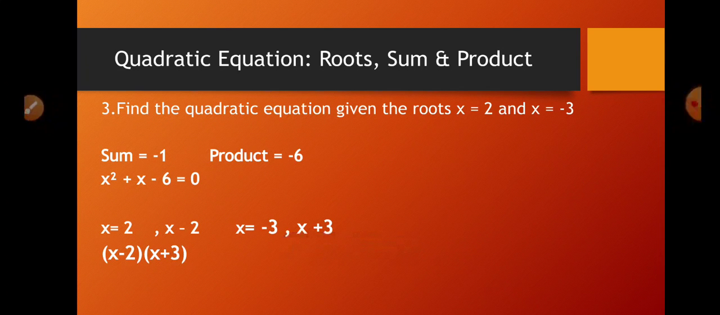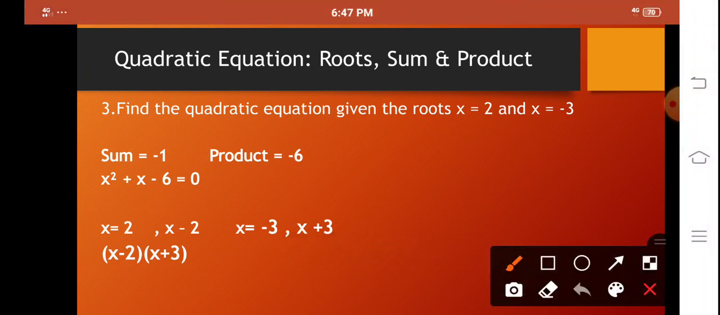So the sum, of course, we have 2 plus -3. That's -1. So our b here, that's negative b. So negative b, negative times negative, that's positive. So that we get x, or 1 times x is x. Then the product, just copy, -6. So our equation is x squared plus x minus 6 is equal to 0.